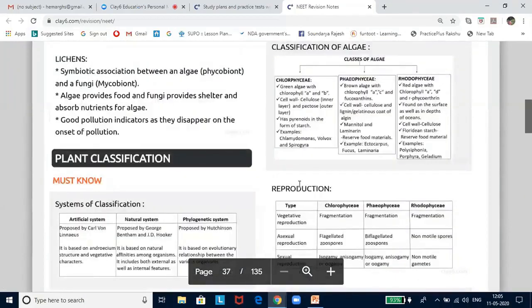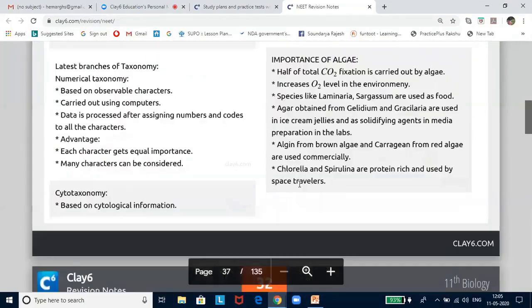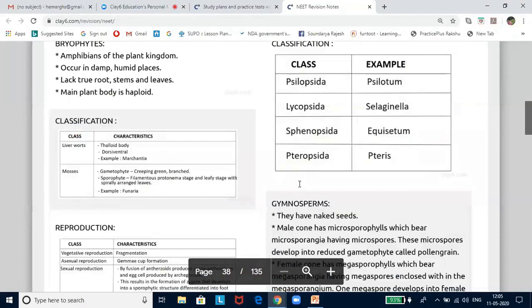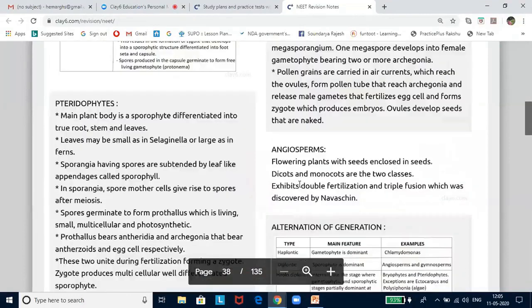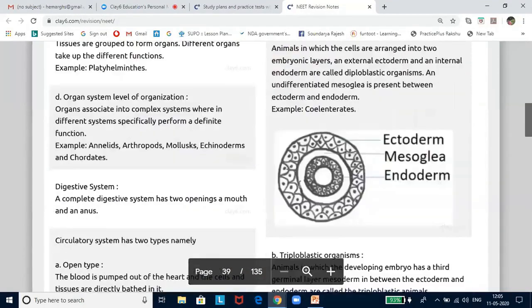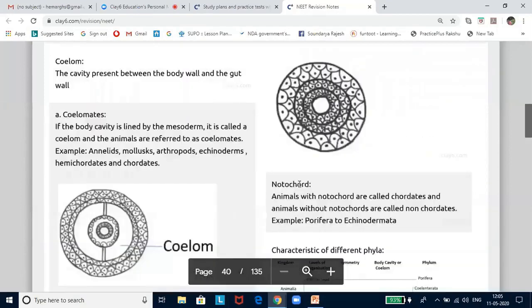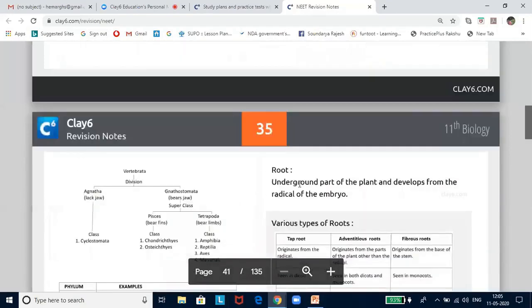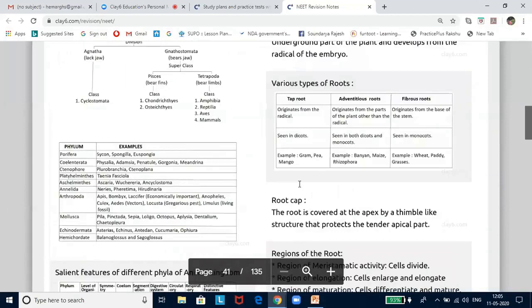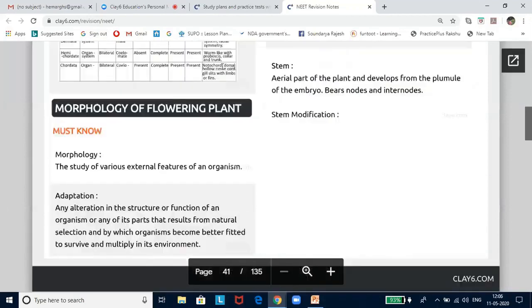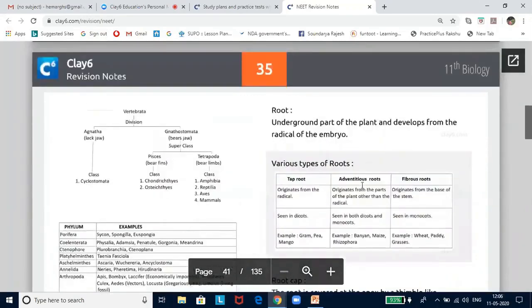Please have your textbook with you also, textbook or notebook, and textbook would also be better so that as and when I tell you how the questions are going to come and feature, you will be able to do it better. Now, this is morphology of the flowering plants. Now, root. So, you know what is morphology? Morphology is the study of various external features of an organism.